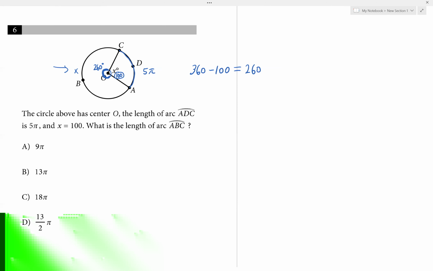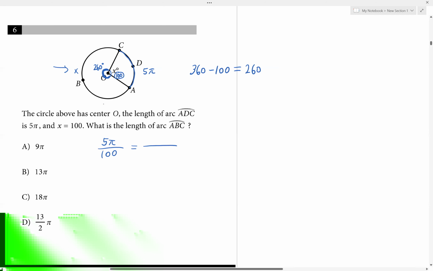Okay, once we have the measure of that angle, we can set up a proportion. We can say the arc is 5 pi, that corresponds to the 100 degree angle, so we can do 5 pi over 100, and say this will equal to the measure of the larger arc, x, over the bigger angle, which is 260. Because we know the arc measure and the angle measure should be directly proportional, so you can set up a proportion like that. All right, so to solve from here, we can solve for x by doing cross multiply.